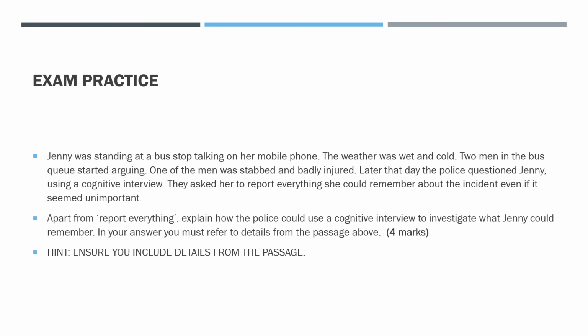Apart from report everything, explain how the police could use cognitive interview to investigate what Jenny could remember. In your answer, you must refer to details from the passage above for 4 marks. Now, your big hint is you need to include information from that passage above. So information about Jenny, where she was standing and so on. So they've said they've done report everything. Give yourself 6 minutes. Try not to look back at your notes. See where you can get with your answer.